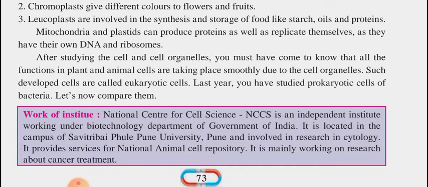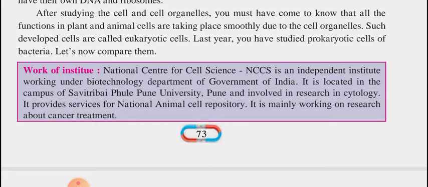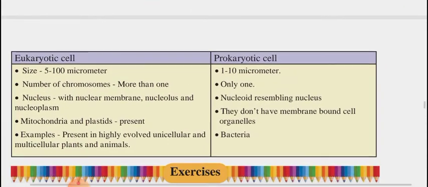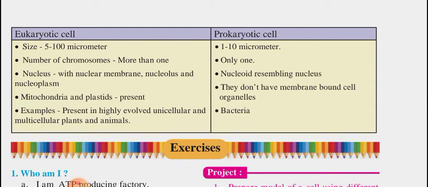Mitochondria and plastids can produce proteins as well as replicate themselves, as they have their own DNA and ribosomes. After studying the cell and organelles, we have come to know that all functions in plants and animals are taking place smoothly due to cell organelles. Such developed cells are called eukaryotic cells. Last year we studied that prokaryotic cells are bacteria. So we can compare them, and this is the comparison of eukaryotic cell and prokaryotic cell.